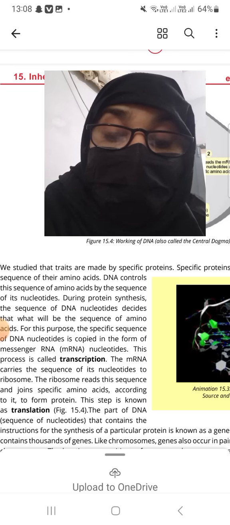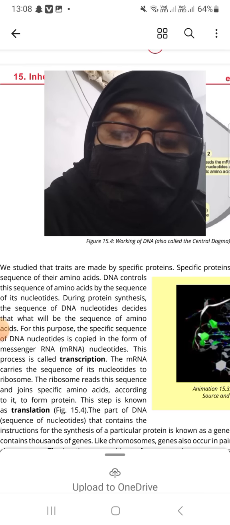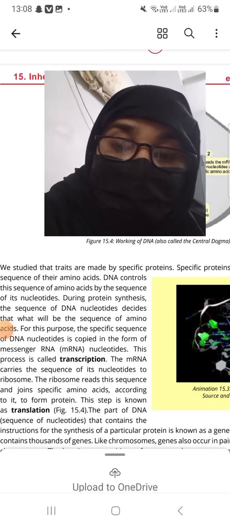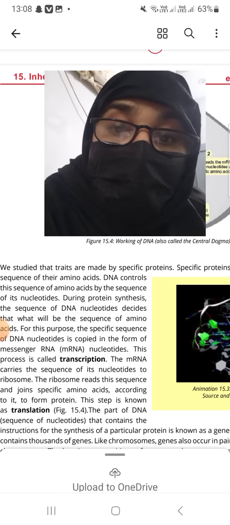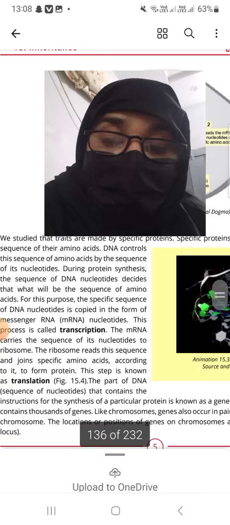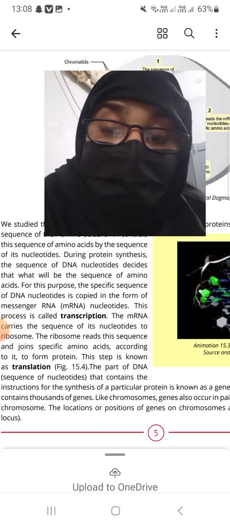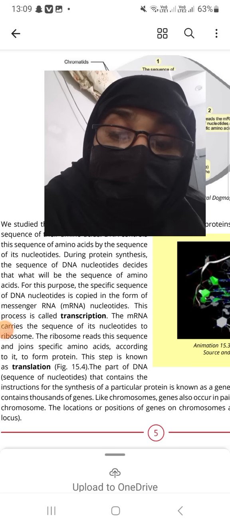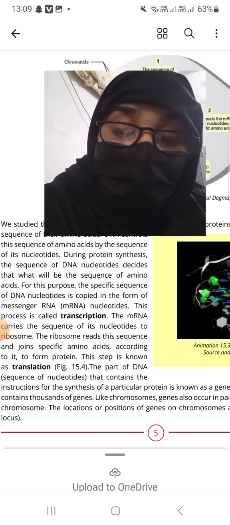In figure 15.4, the part of DNA's sequence of nucleotides contains instructions for a particular portion. Note that this is the genetic content. The most important thing is that the sequence is joined to specific amino acids according to its portion in the step called translation. Part of DNA in the sequence of nucleotides contains instructions for a particular portion.